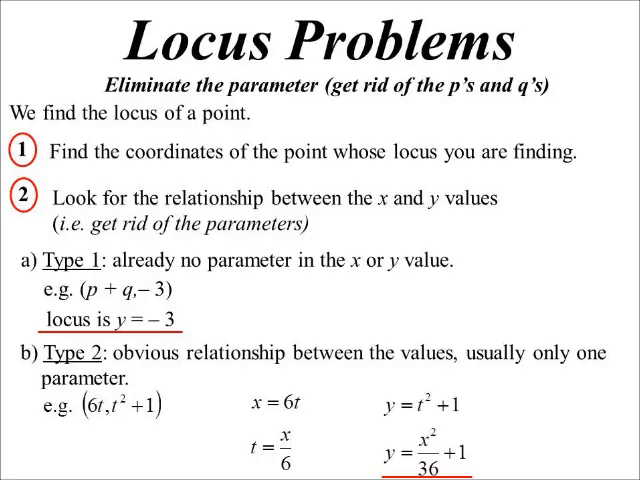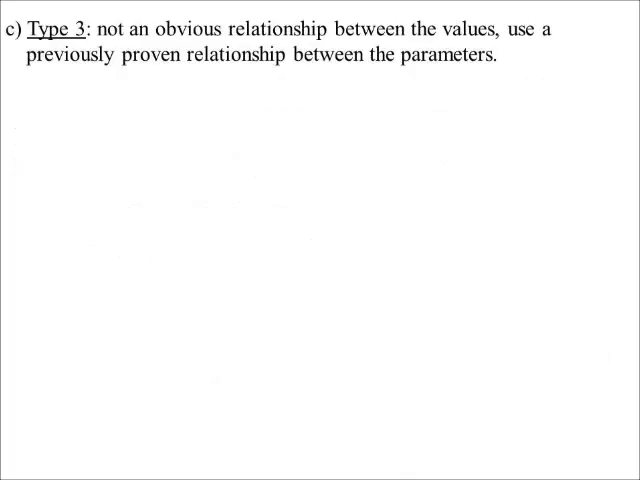The third type is when there's not an obvious relationship, and you might need to use a third piece of information. Might be something that you've proven already in the question. And I guess the classic that we've seen already is that focal chord question that we looked at yesterday, proving that it's always on the directrix. Okay? And we use the relationship PQ equals negative 1 to prove that. So we might end up with p squared plus q squared, p plus q. And somewhere in the question we've already worked out that PQ is 3, say.